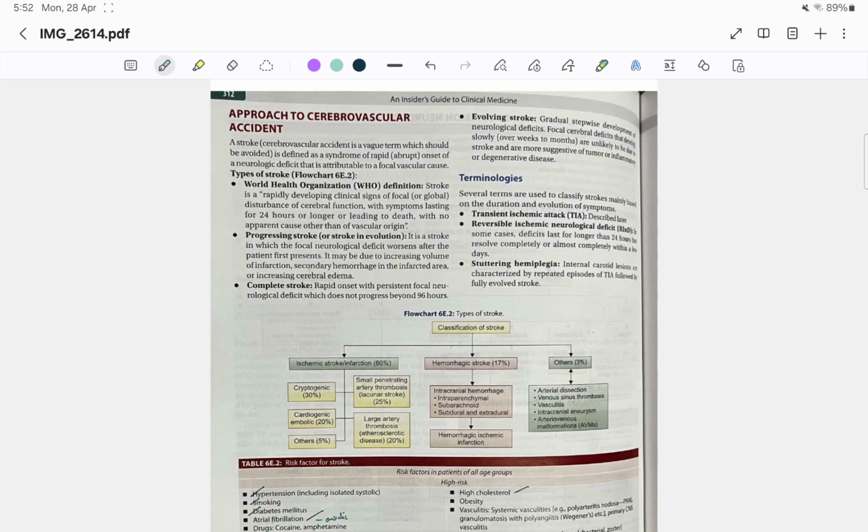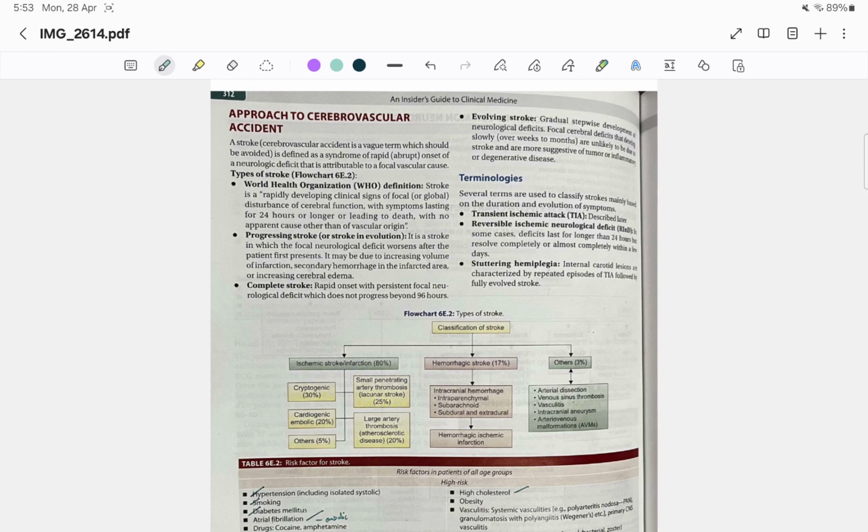The point is, the term cerebrovascular accident per se defines it. A patient is having a vascular event that leads to ischemia of the brain parenchyma and leads to neurological deficit. This is what the definition says.